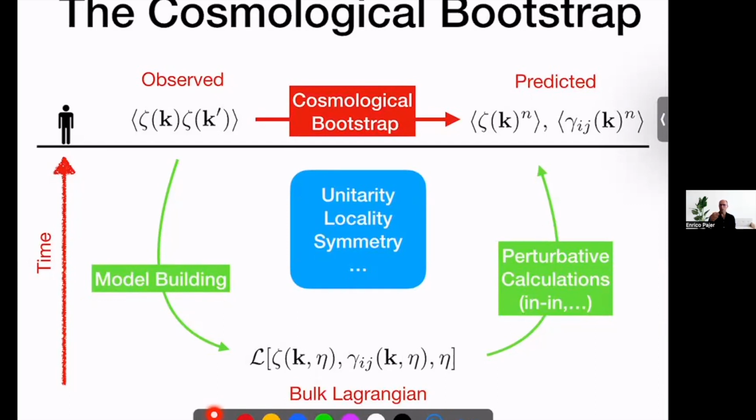And hopefully this approach will become clear during the talk, and hopefully it already justifies my title. The story is timeless in the sense that we never invoke any time evolution. We go directly from boundary observables to boundary observables.